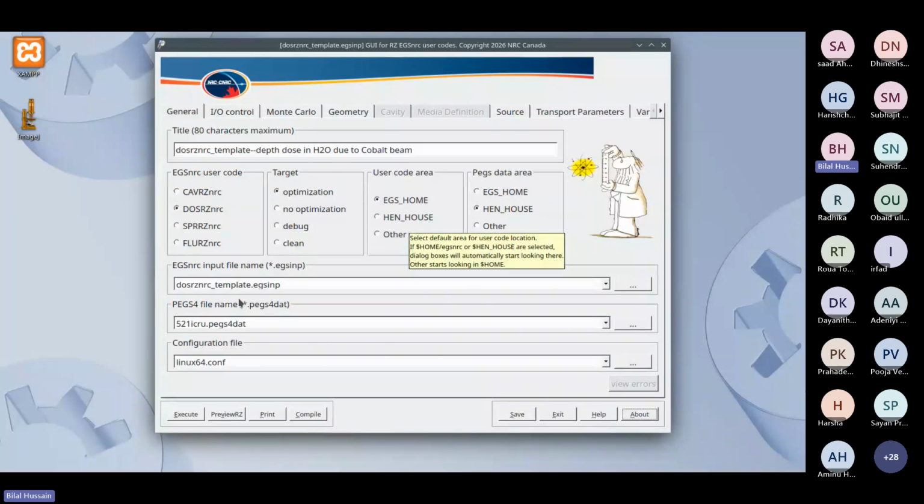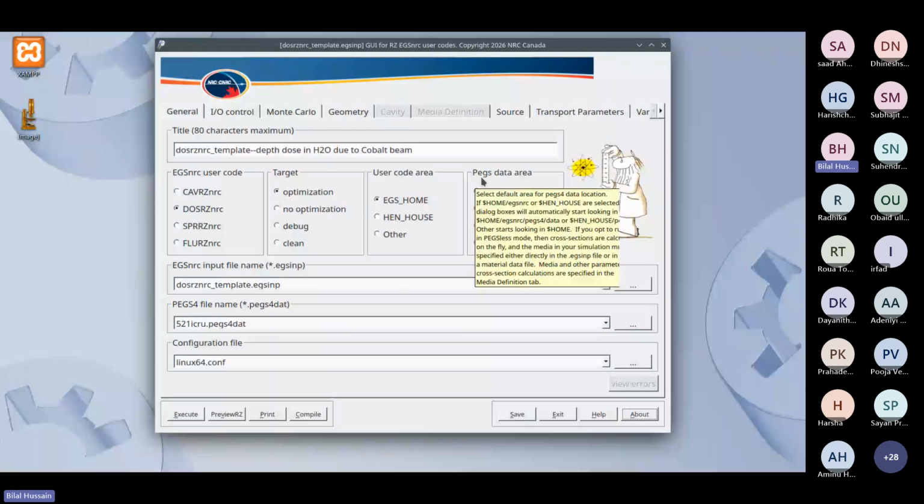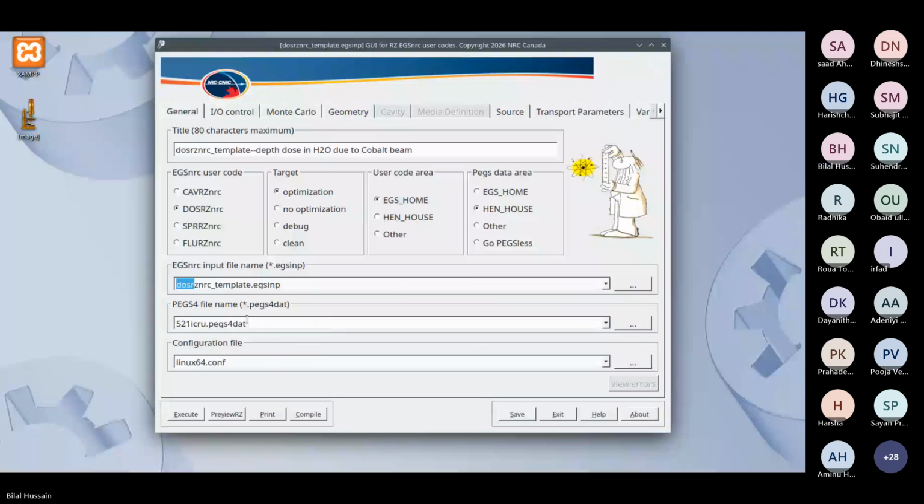One is called the input file. This is the input file. This is the material data file. The material data file is called a PEGS file in EGSnrc. So this is the input file, and this is the PEGS file. The input file deals with the geometry, source, and everything else. The PEGS file deals with the material data. What exactly does the material consist of? What are the dosimetry parameters?